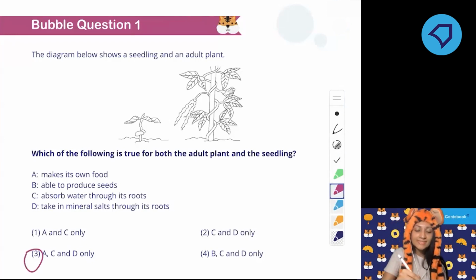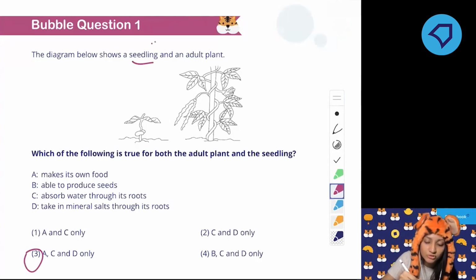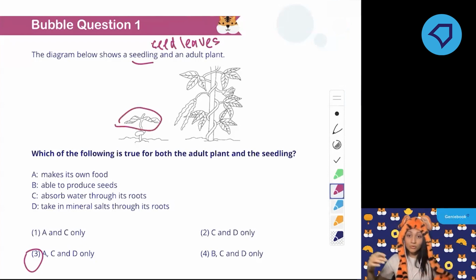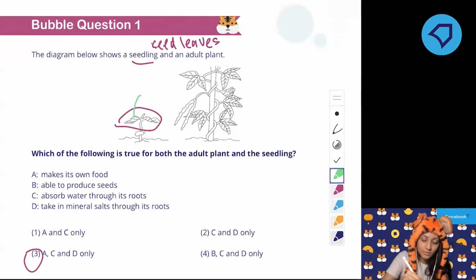Because the moment you see seedling, you'll think it just takes food from the seed leaves, right? Is that why you choose option 2? But then you got tricked. Not all seedlings refer to just the seed leaves. Sometimes when it has already grown its leaves, it can make its own food.